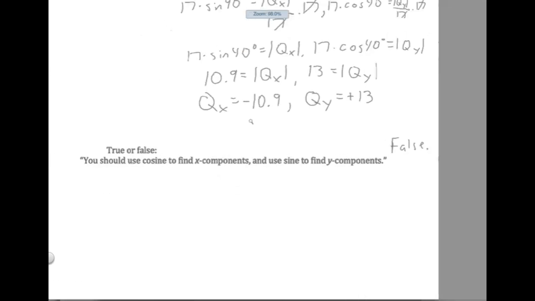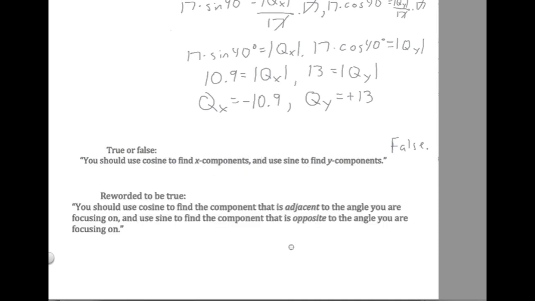So how would you reword this so it's true? How could you reword this sentence so it's true? Well, here's the only thing that's always accurate. The general principle is that you always use cosine to find the component that's adjacent to the angle you're focusing on, and sine for the component that's opposite to the angle that you're focusing on. That was the one thing that was true for both this solution and this solution. Use cosine for the adjacent component and sine for the opposite component.